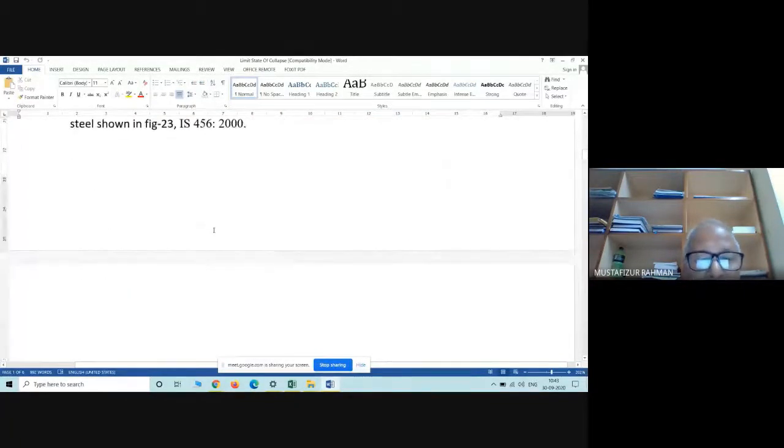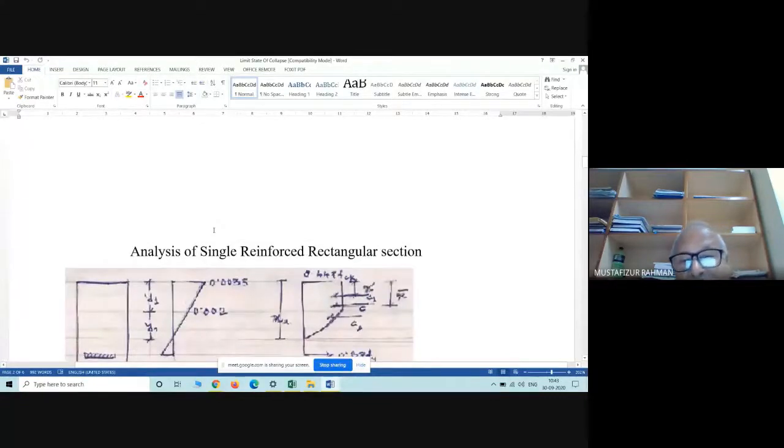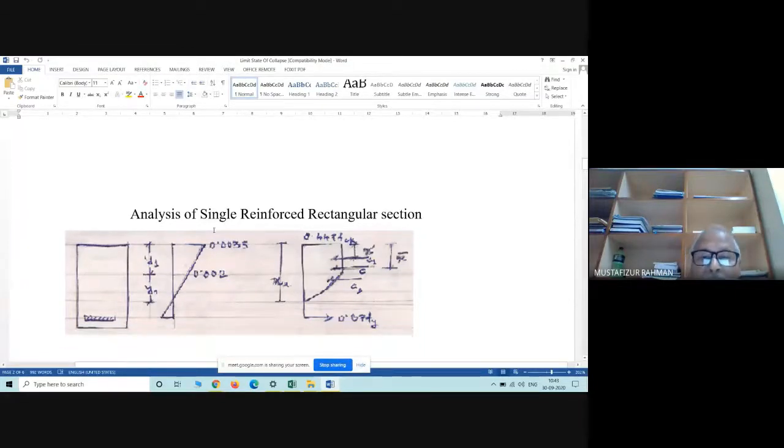Now here is a pen. So this is the actual chapter: analysis of single reinforced rectangular section. Now what is a single reinforced rectangular section? See, we had in our discussion before that in a beam, when load is acting, the beam has a tendency of deflection. And because of the deflection, the bottom part has a tendency of expansion and the upper part has a tendency of contraction.